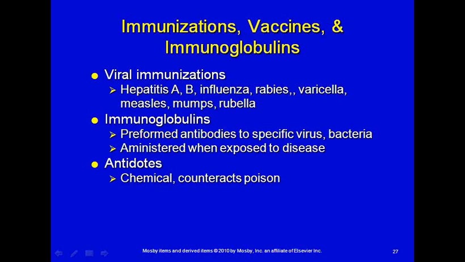And then immunoglobulins, they act as antibodies to specific viruses and bacteria. And we had discussed immunoglobulins in an earlier chapter. Antidotes are administered to counteract whatever the overdose was or whatever the poison was. As an example, for organophosphate poisoning, the antidote is atropine.